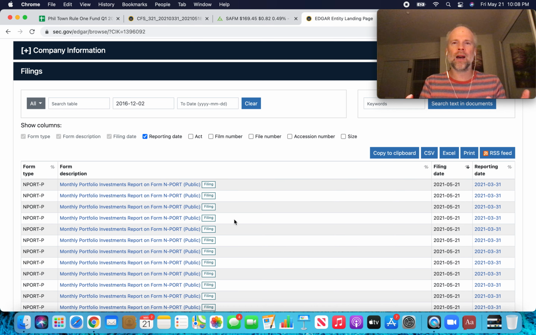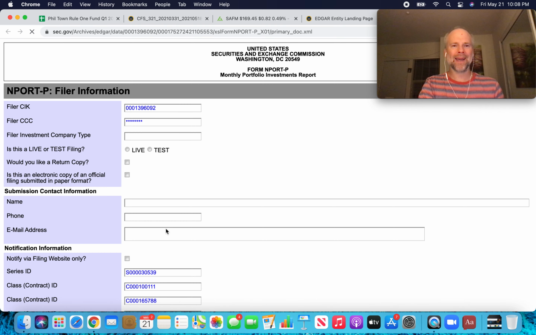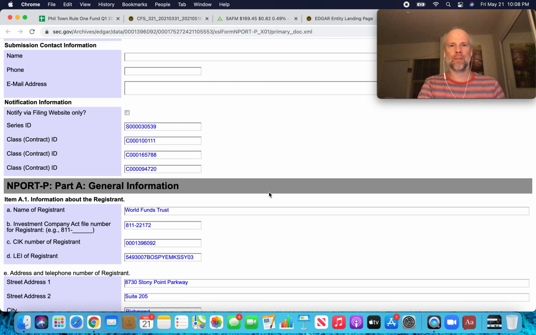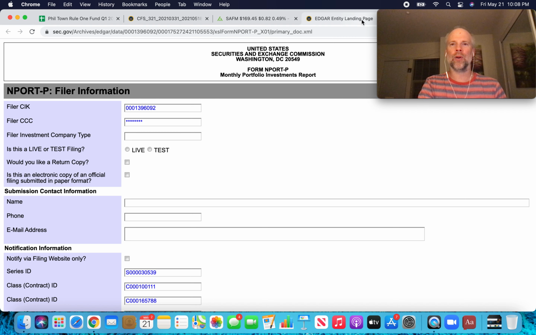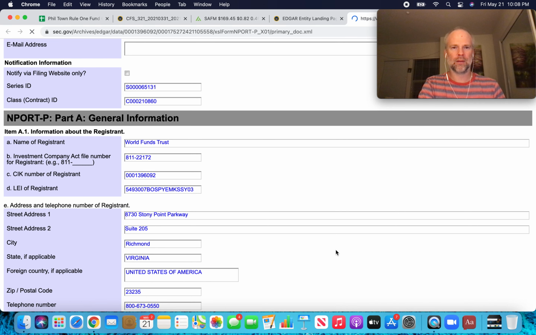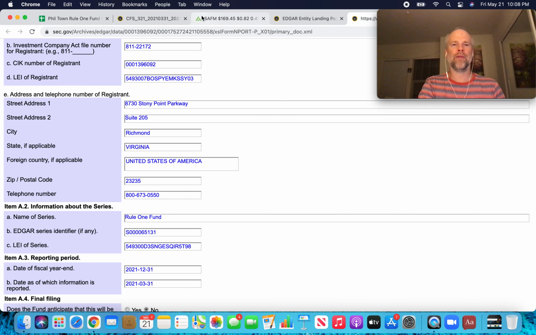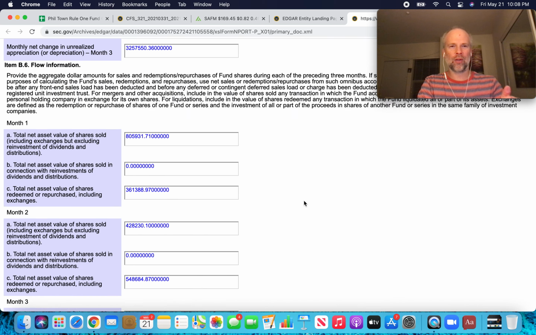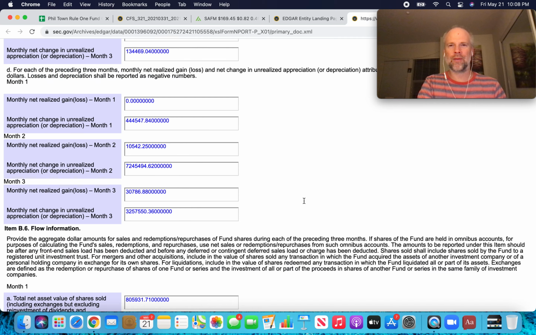So here's a trick too. The SEC.gov website has changed some things around recently. I think it may be this one. If you click on the link, it's going to take you to this gnarly looking thing. This is the Union Street Partners Value Fund, which we're not interested in. But let me just find Rule 1. So here it is, Rule 1 Fund. This is the thing I used to create the last video about Phil Town's holdings, and it's a pain. You scroll through, it's a lot of hassle.